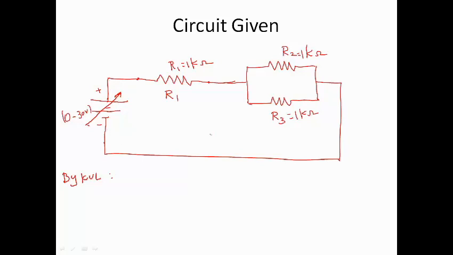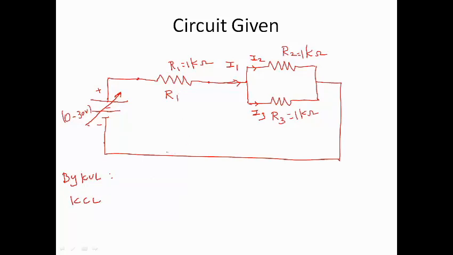And what is KCL? By KCL, if I consider this as a node, the algebraic sum of currents entering a node is equal to the currents leaving the node, or the algebraic sum of currents at any node is 0. So say if I consider this current as I1, this I1 should be equal to I2 plus I3. This is what KCL states. So I need to verify these two theorems for this given circuit.